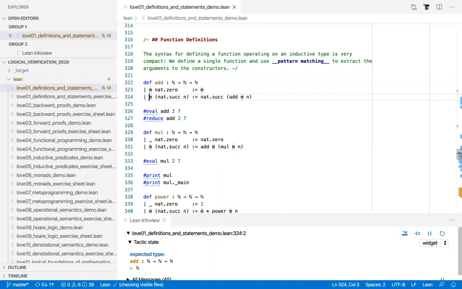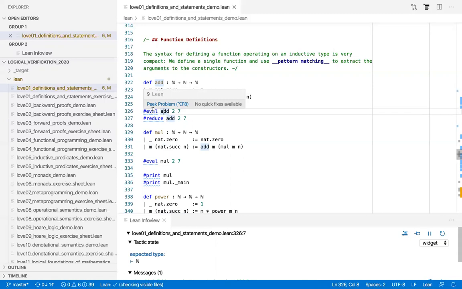Otherwise, if we're in the case where the first argument is arbitrary, we call it m. The second argument is of the form successor of n. Then we return the successor of addition. And this is the traditional recursive definition from functional programming languages. And here we see, if I evaluate, this is a new command, hash eval. If I evaluate 2 plus 7, it returns 9, which is good.